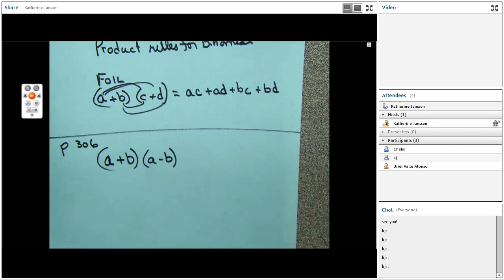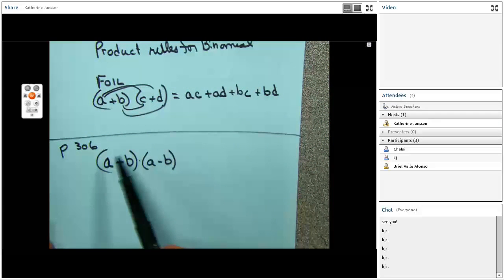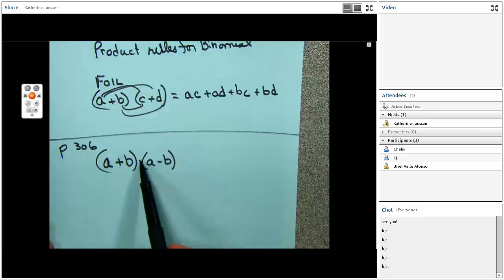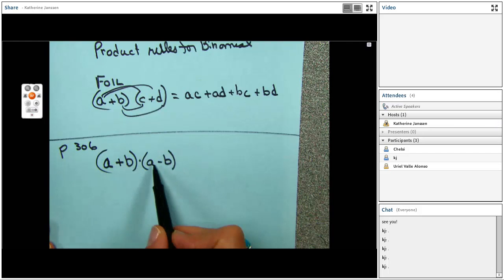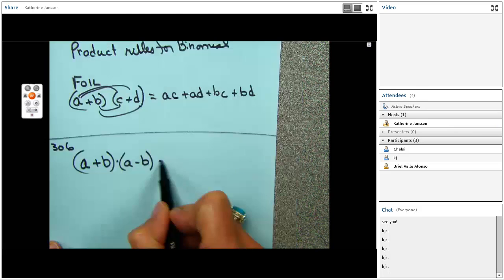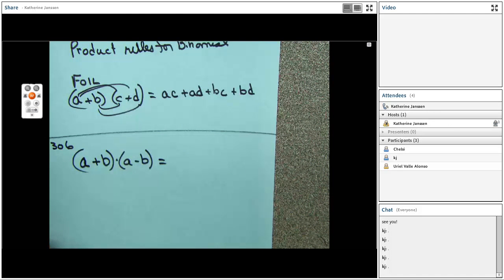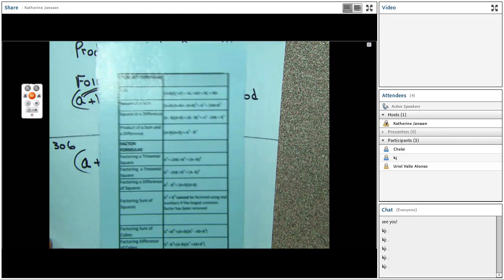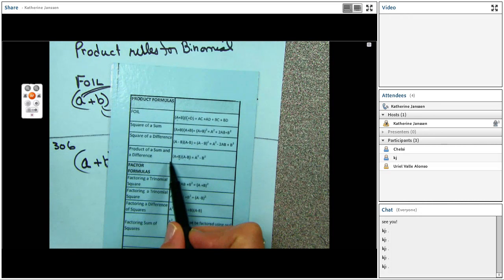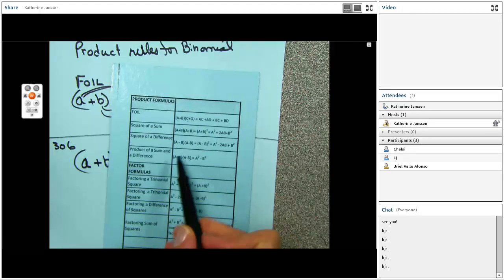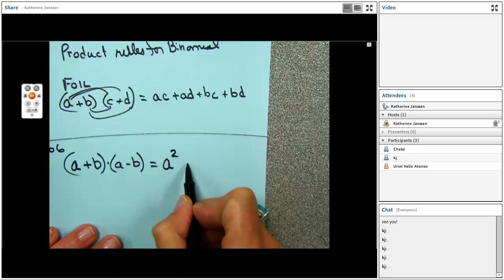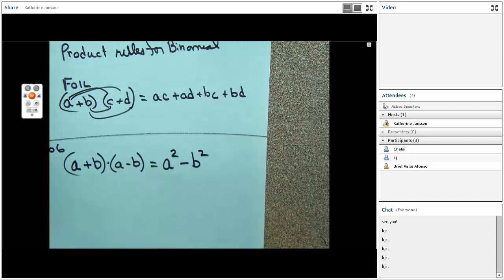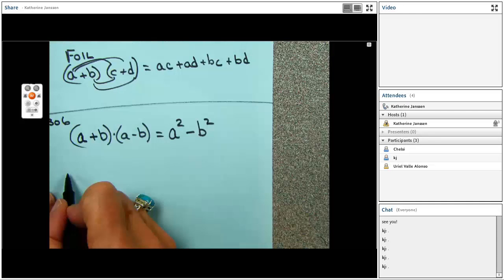I mean, we all agree to that. It's something times something. It's a product. And I have a sum in this parenthesis, and there's a difference in this parenthesis. Looking up on my blue card, if the first two terms are the same and the last two terms are the same, and I have a sum and a difference, my answer is square the first term minus square the last term. So let's see if we can find an example.